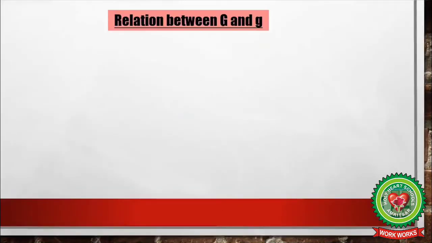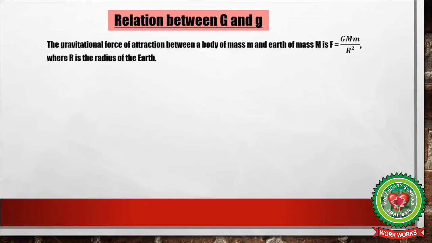Next is the relation between capital G and small g. As we have already discussed in our last topic, capital G is the universal gravitational constant and small g is acceleration due to gravity. Let's see how they are related. The gravitational force of attraction between a body of mass m and the earth of mass capital M is F is equal to G M m upon R square, which is Newton's law of gravitation, where capital R is the radius of the earth. But this force is equal to the weight of the body.